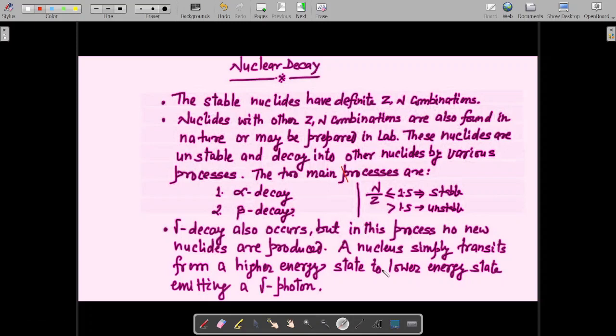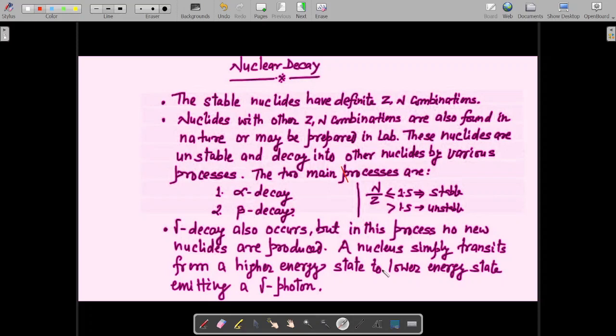It just changes the state of the nucleons. What happens in gamma decay? In gamma decay, only the nuclear configuration is changed, but the number of protons and number of neutrons do not change in gamma decay, okay.